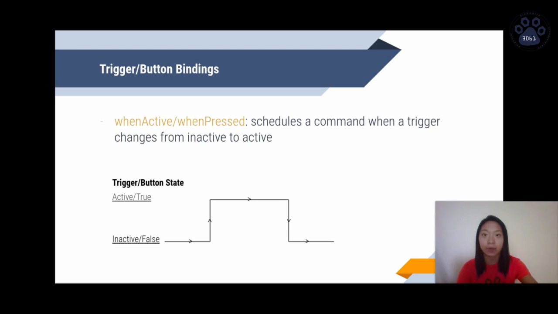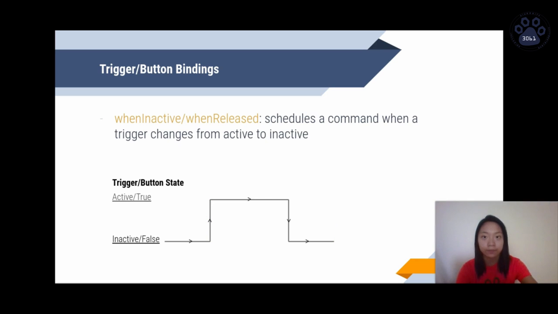The when active or when pressed binding schedules a command on the iteration when a trigger changes from inactive to active, or accordingly when a button is initially pressed. The command will not be scheduled again unless the trigger becomes inactive and then active again. The when inactive or when released binding schedules a command when a trigger changes from active to inactive. Again, the command will not be scheduled again unless the previous condition has been met.